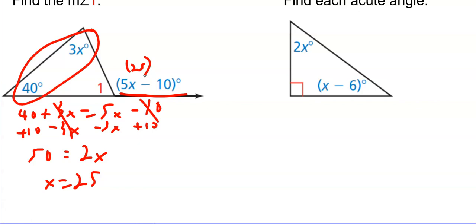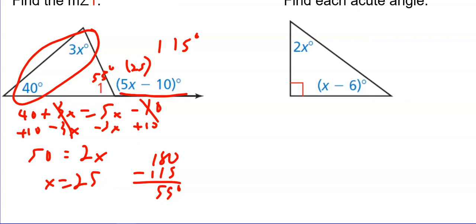So if I did 5 times 25, that would be 125, 5 quarters of $1.25, minus 10, 125 minus 10 is 115. So this angle here is 115 degrees. So if I just did 180 minus 115, I would find out that angle 1 is 55 degrees. That's one way to go about it. Actually, that's the best way to go about it.